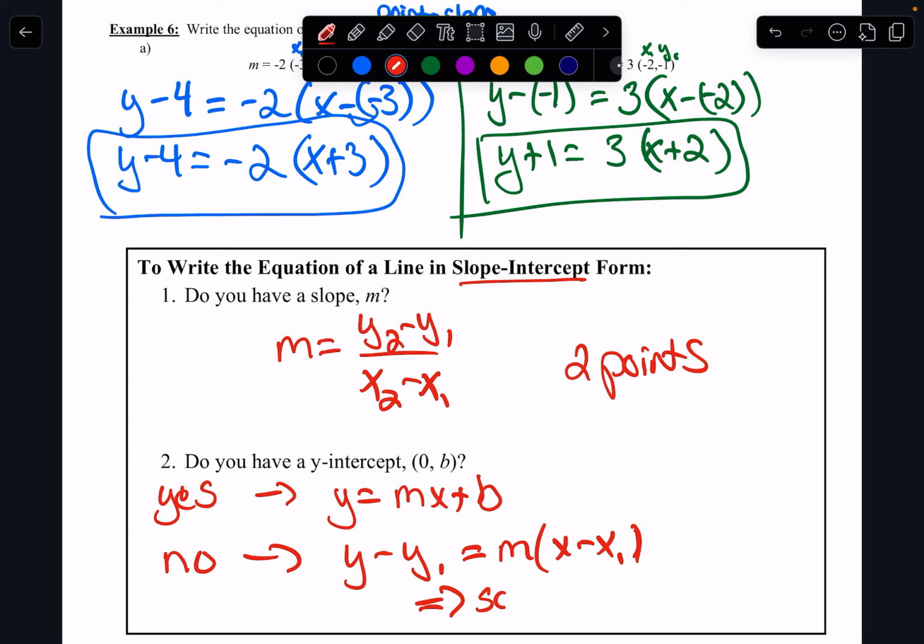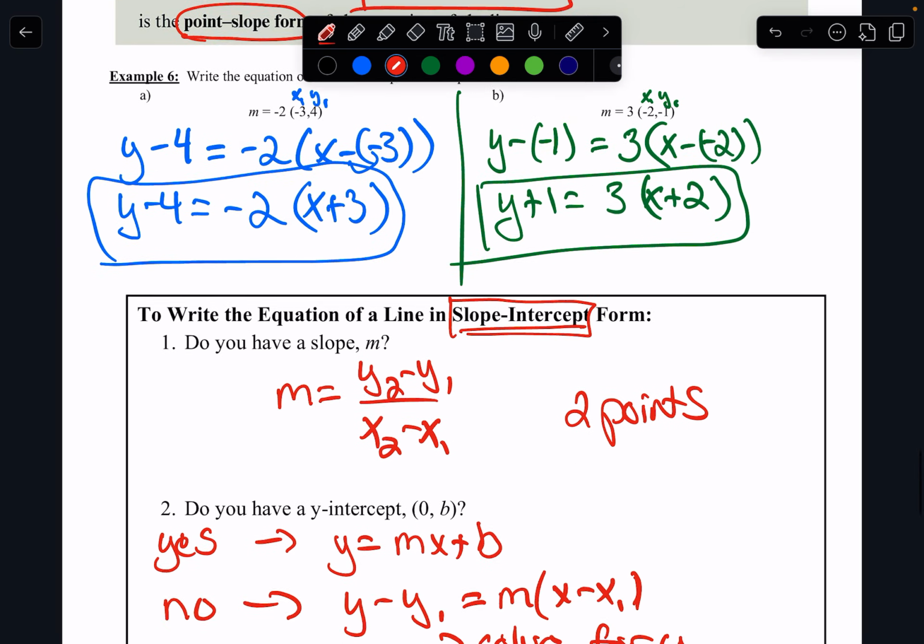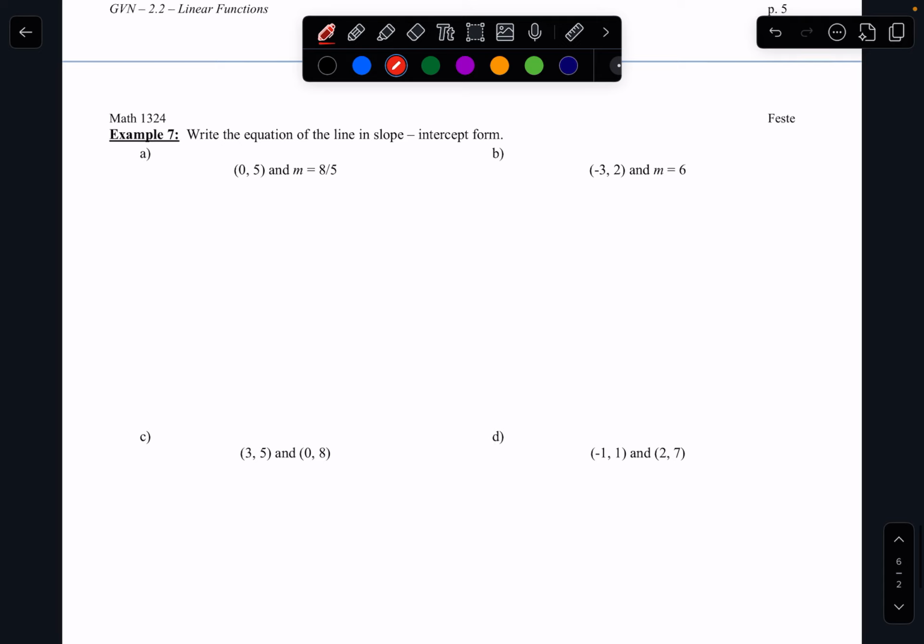And solve for y. Because we're asked to use the slope-intercept form here, that's why we're solving for y. We didn't do it in the examples above because we were not asked to; we were supposed to just do it in point slope form. Okay, so let's look at how we do this.